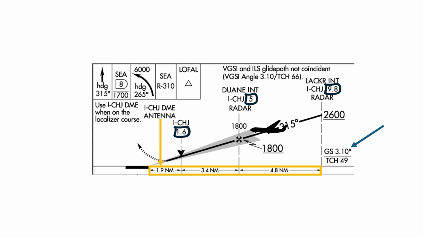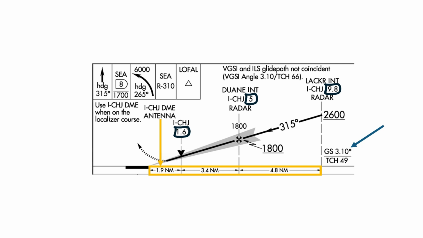On final approach, maintaining the correct glide path is critical for a safe landing. This is where a visual glide slope indicator, or VGSI, comes in. You've likely seen systems like the PAPI or VASI at the runway. These provide visual cues to keep you on the correct descent angle, typically around 3 degrees. Some approaches, however, use a glide slope steeper than 3 degrees, like this one at 3.1 degrees.